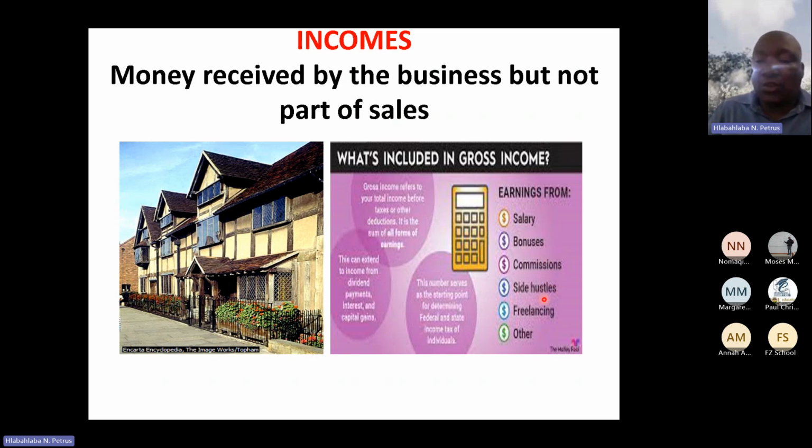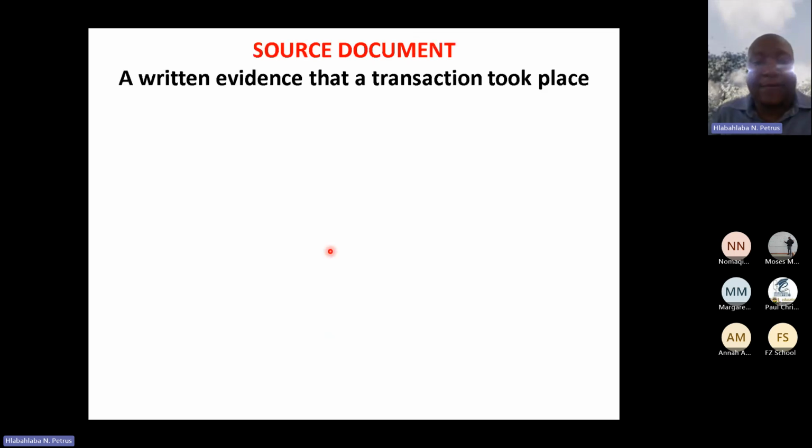And then as an individual, we can say you are having a side hustle. Side hustle is when you do something aside that you are planning to make, at the end of the day, an income or receiving something out of that. It is called a side hustle. And then also freelancing and other incomes that you might have.